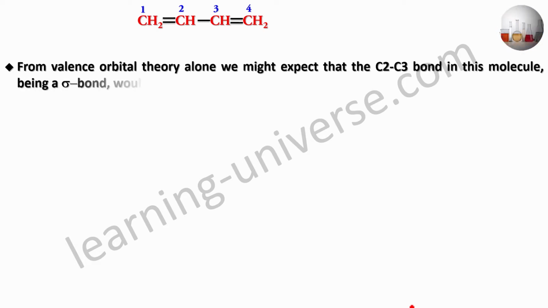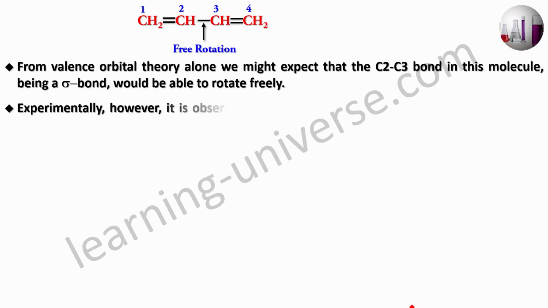And if you remember the first video when we talked about hybridization of carbon atoms, we said that when carbon is having a sigma bond and no pi bond, a single bond, rotation is free. So we should expect that the C2-C3 bond should be easy to rotate because it's a single bond. From valence bond theory alone, we might expect the C2-C3 bond in this molecule, being a sigma bond, would be easy to rotate. But experimentally, we find something else.